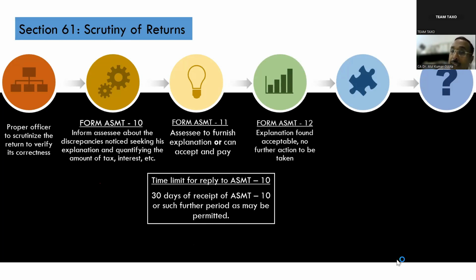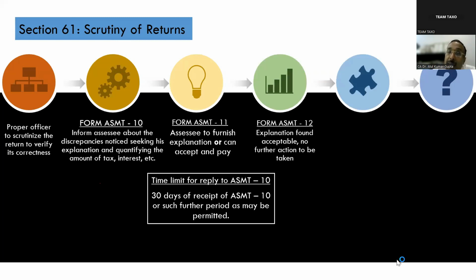Now, my dear friend, once the department feels that the explanation given by the assessee is acceptable and no further action is required, the department will issue ASMT 12. ASMT 12 is practically an order under section 143(3), like a situation wherein the department feels that it is completely satisfactory, a reply has been given and no demand is required to be created.